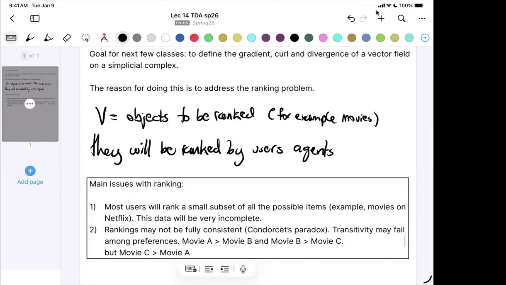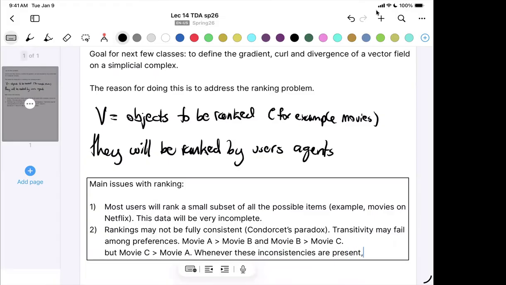So that means that when you have all these inconsistencies, you cannot really represent preferences so easily just by real numbers, right? Because on the number line, you cannot have this type of phenomenon. That's not how greater than works, right? So whenever these inconsistencies are present, what that reflects is that somehow the preferences cannot be modeled just using real numbers.